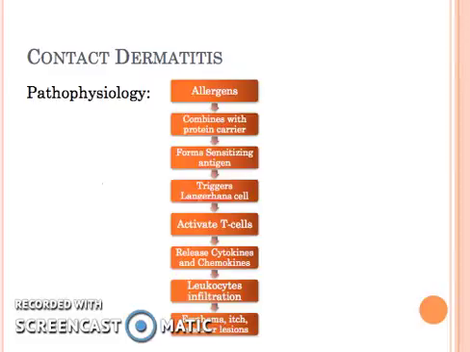For the pathophysiology, when the allergen comes in contact with the skin, the allergen will bond to a protein carrier, and there will be a formation of a sensitizing agent that will trigger the Langerhans cells or the dendritic cells. There will be an activation of the T cells, and the T cells will then release the cytokines and the chemokines. There will be infiltration and inflammation of the leukocytes, and we will see the manifestations of dermatitis such as erythema, itching, and vascular lesions.